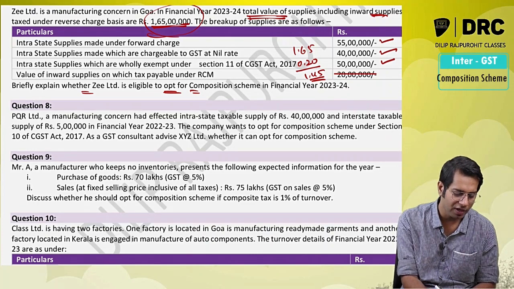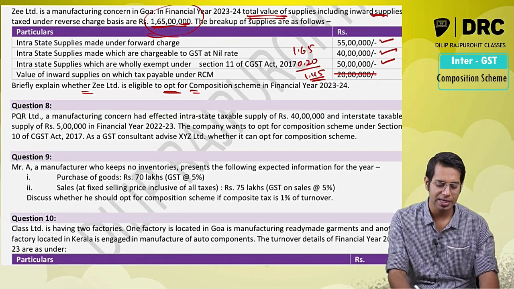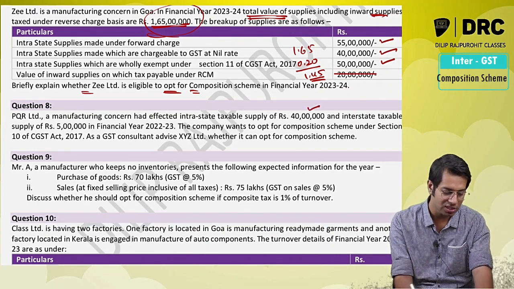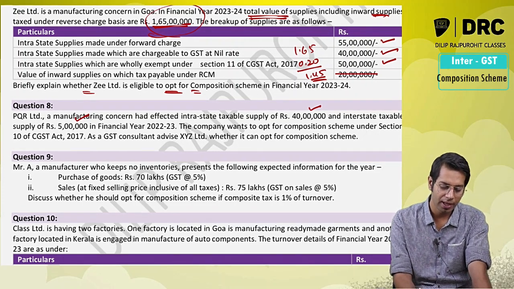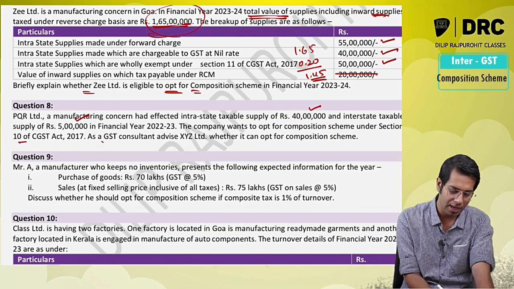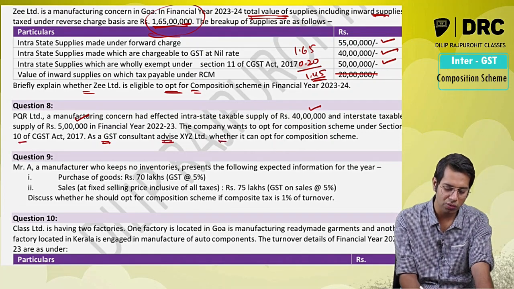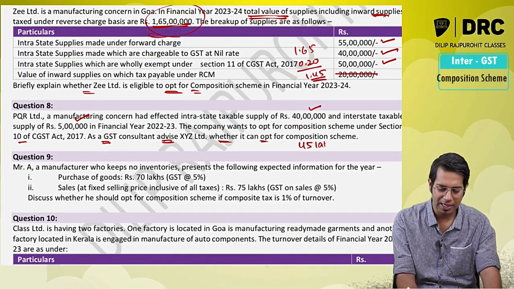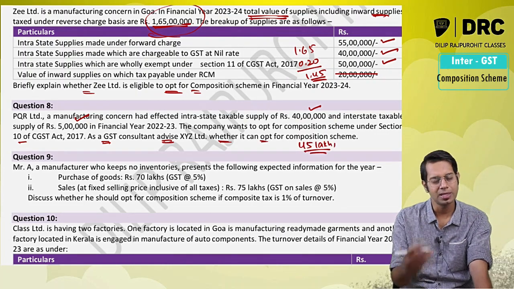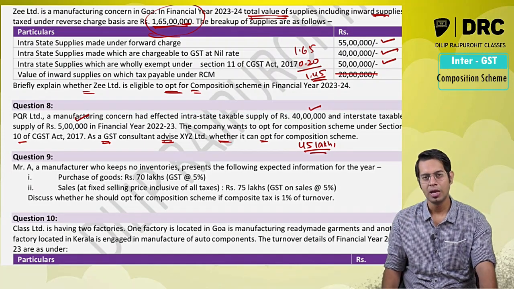PQR Limited, a manufacturing concern, has effected intrastate taxable supplies of 40 lakhs and interstate taxable supplies of 5 lakhs in the financial year 22-23. The company wants to opt for composition scheme under section 10. As a GST consultant, advise whether it can opt for composition scheme. So 45 lakhs is the aggregate turnover. Can it opt for composition scheme? Answer is 100% yes, it can opt for composition scheme.